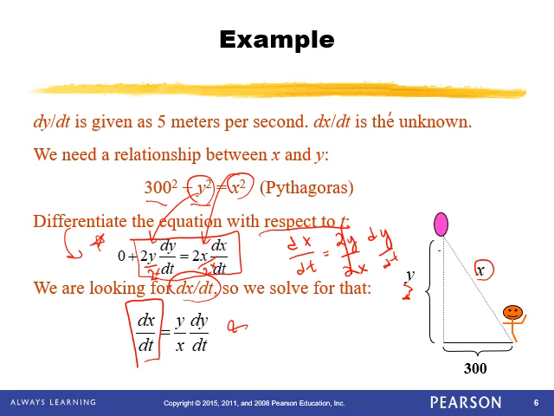Now we have all of this information. dy/dt is 5 meters per second. We know what y is for a given point in time. And then we can solve.